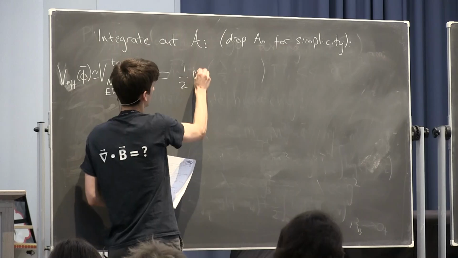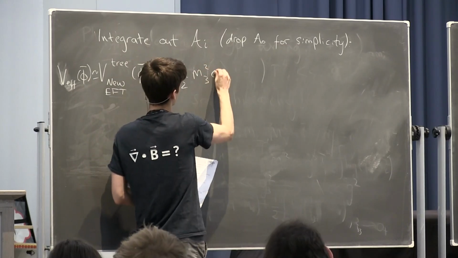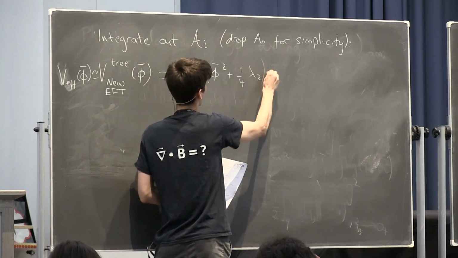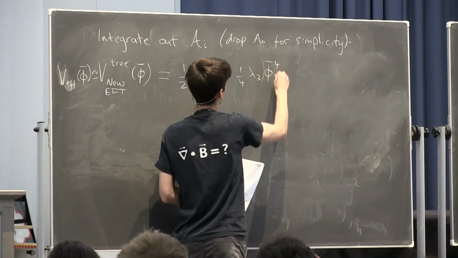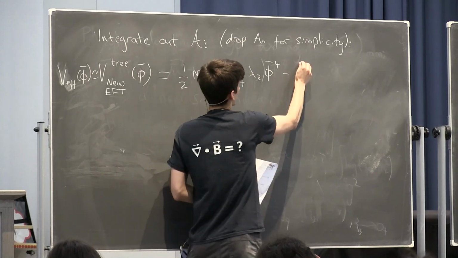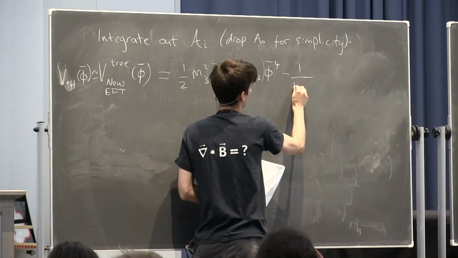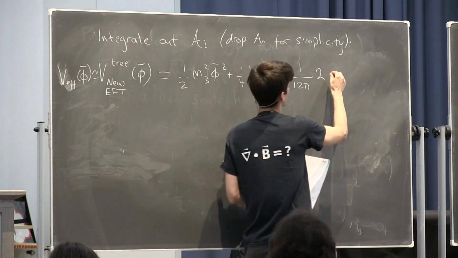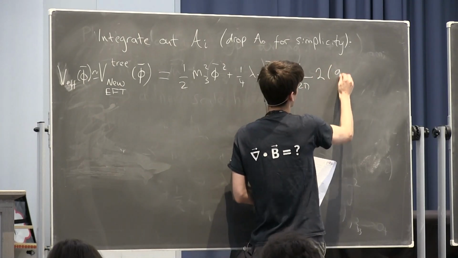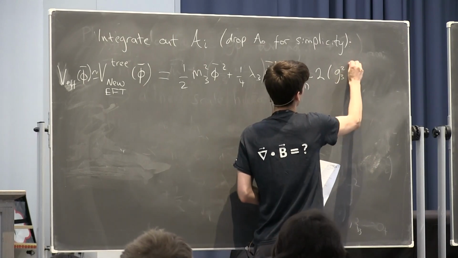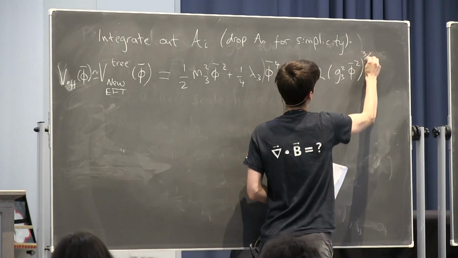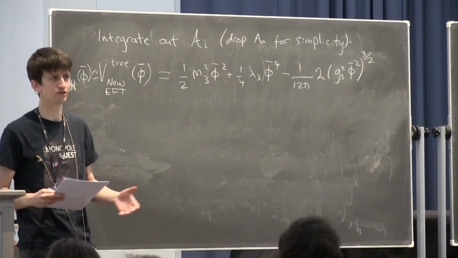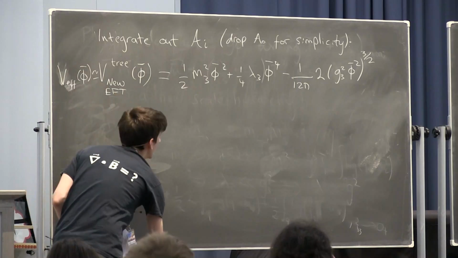And as before, we get the same terms here. But then we also get this minus 1 over 12 pi times 2 times g3 squared phi bar squared to the 3/2. And that's the contribution from integrating out the heavy vector field.